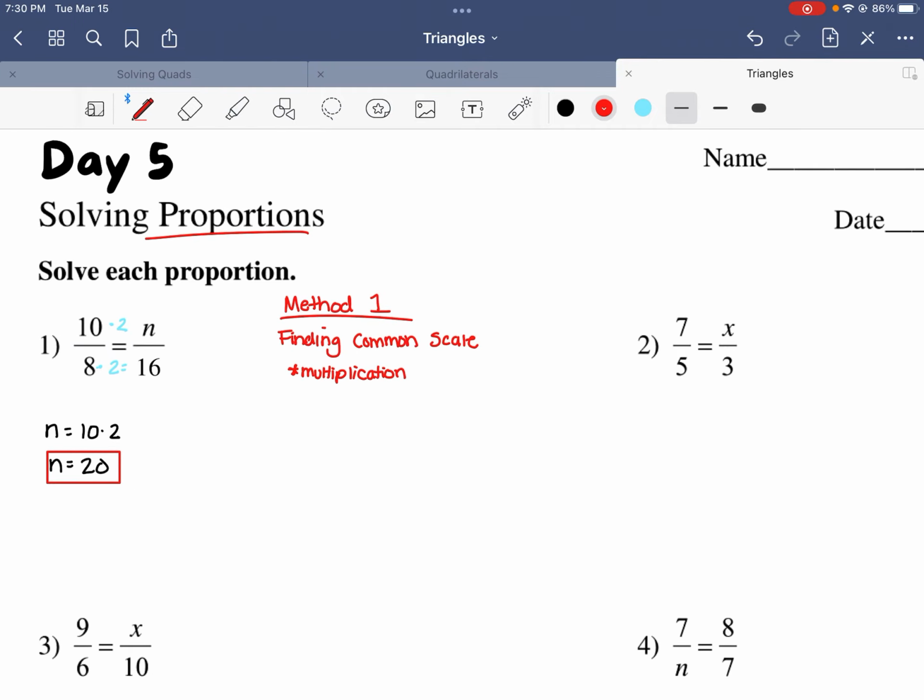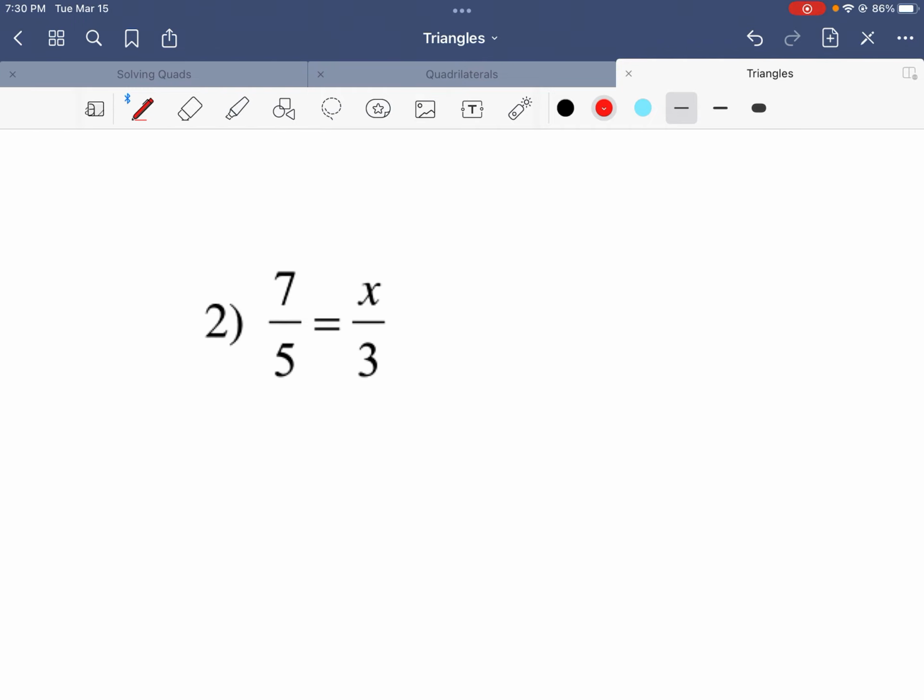So that's method 1, so for sure there's a method 2, right? So let's look at this one. Method 2. Now I'm not going to lie, method 1 is the best one because it's the easiest and it makes the most sense. But sometimes we're going to have proportions that unfortunately don't make sense. So let's look at this one.